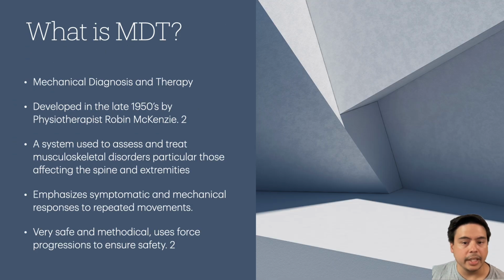So what exactly is MDT? MDT stands for Mechanical Diagnosis and Therapy. It was developed by Robin McKenzie, a physical therapist in the late 1950s. It's a system used to assess and treat musculoskeletal disorders, particularly those affecting the spine and extremities. It emphasizes symptomatic and mechanical responses to repeated movements. It's considered to be very safe. It uses a force progression system to ensure safety.